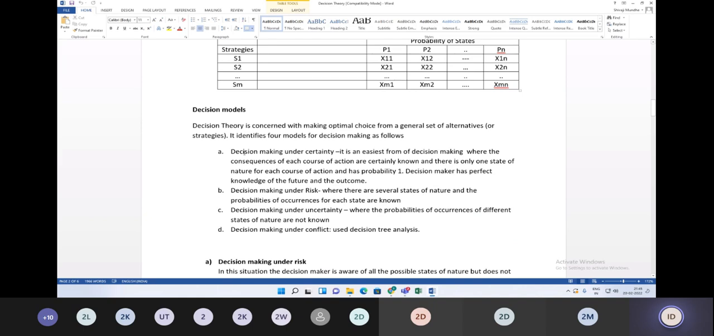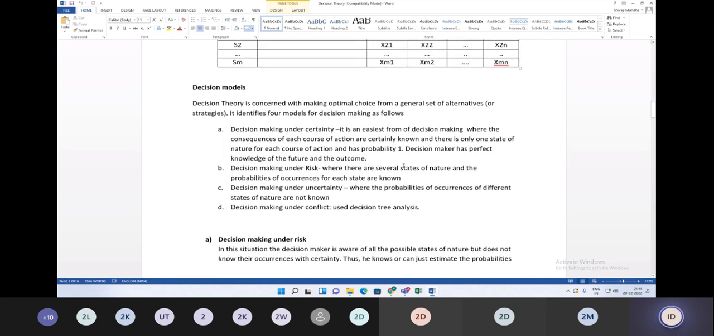Decision models we have already discussed. Decision making under certainty is the easiest model, where the consequences of each course of action are certainly known, right? The values are certainly known. Decision making under risk: here there are several states, and the probabilities for each state are known. Decision making under uncertainty: here the nature and probability of the states is not known. Decision making under conflict is used in the case of decision tree analysis.